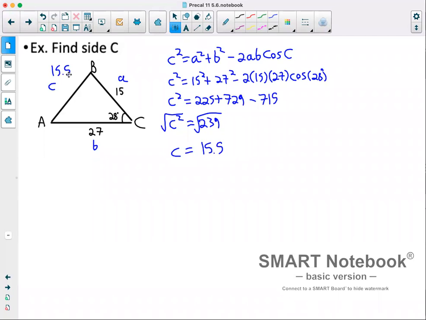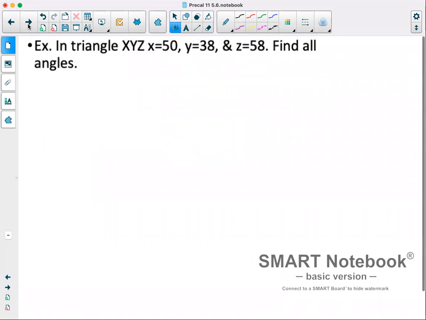So using cosine law to solve for a side isn't bad. We just need to make sure our equation is arranged correctly and then substitute in and follow BEDMAS to solve. So we'll do another example, and this one we will draw out our triangle.